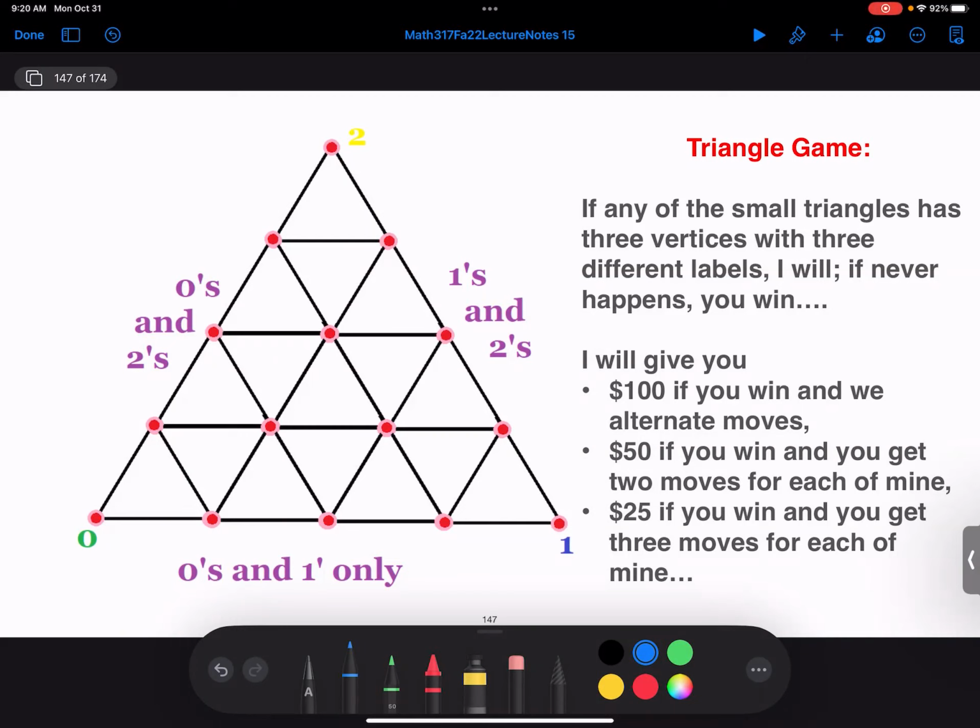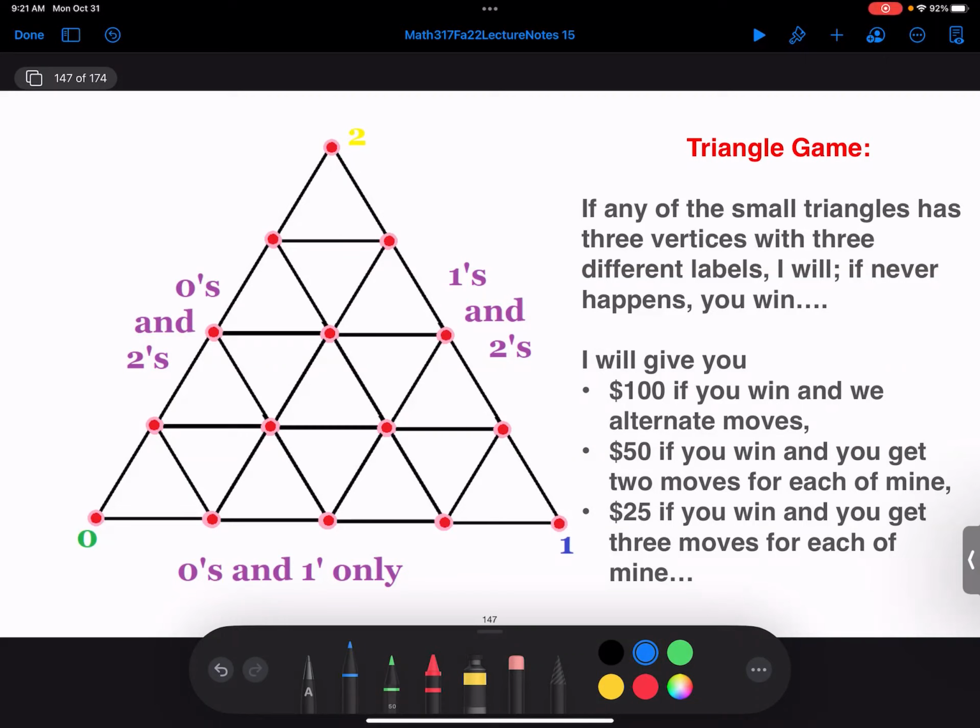I think I counted 16. So you have to show that you can prevent me from making one of the 16 triangles have a 0, 1, 2 label. If you can come up with a way to assign the labels, I will give you $100 if we alternate moves. So you go, I go, you go, I go. I will give you $50 if you do 2 moves and then I get 1 move.